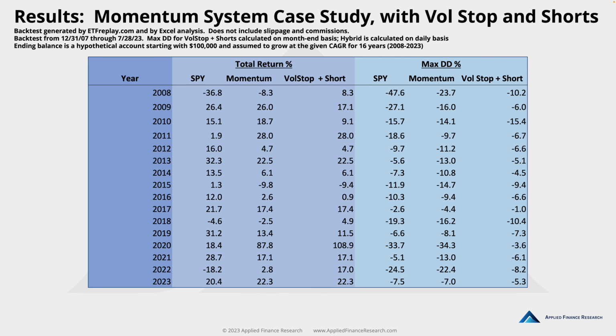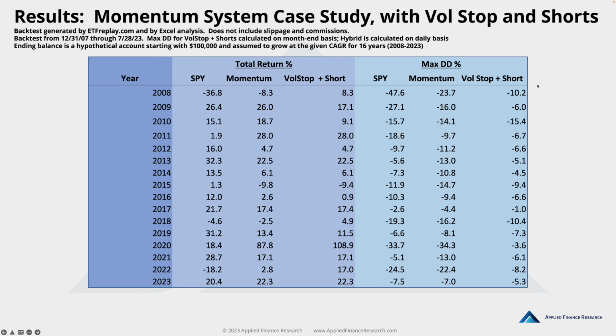Next, I'd like to take a look at year-by-year results. So in the light blue columns here, we have total return percent, and we have it for the S&P, for the classic out-of-the-box rule set for momentum, and then volatility stops and shorts. And then over here, we have the maximum drawdown figures, again, S&P, classic rule set, and then with the addition of volatility stops and shorts.